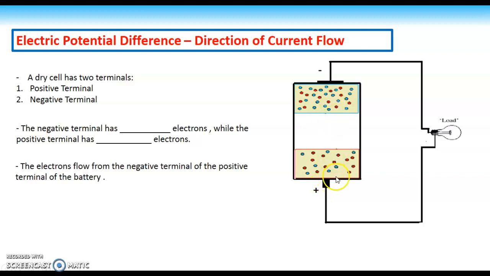So there is a difference in particle distribution between the two terminals of the battery. That's why we say here difference. And this difference gives the battery the ability to drive the flow of electrons. The electrons flow from the negative terminal of the battery to the positive terminal of the battery. Here it's to the positive terminal of the battery, not off.